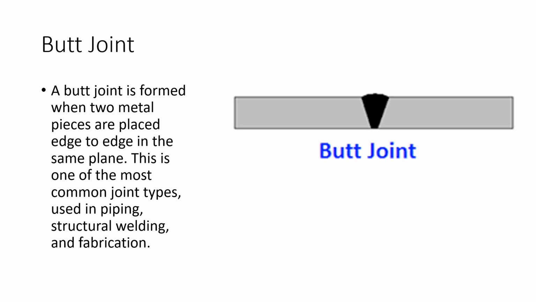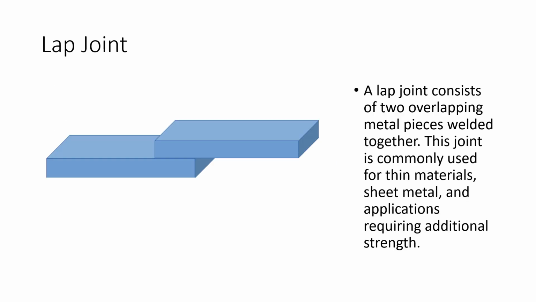Butt joint. This is just when we put two pieces of material together, edge to edge, same plane. This is super common. We see this in piping, structural, and a lot of different other fabrication type situations.